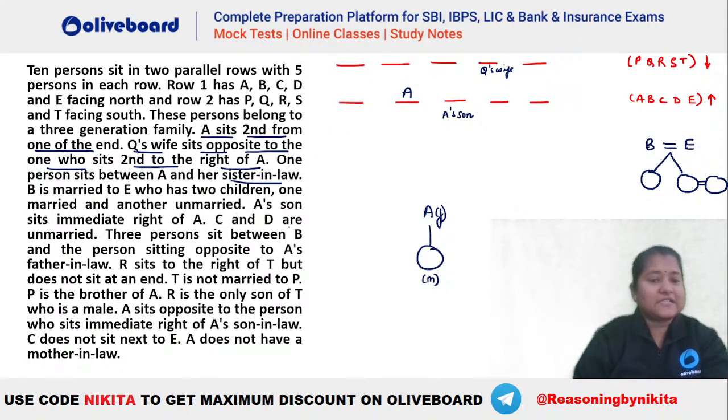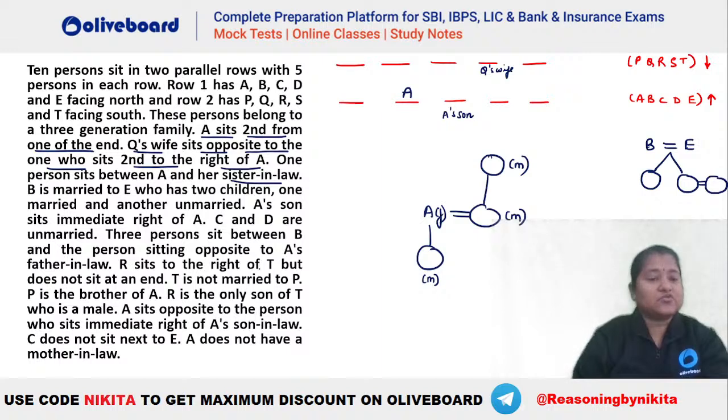So now we have C and D are unmarried. Okay, three persons sit between B and the father-in-law. And the person sitting opposite to A's father-in-law. That means A has a father-in-law. That means A must be having a husband here. This husband must be having a father, right? That is how we have a father-in-law here. So chalo, that is done.